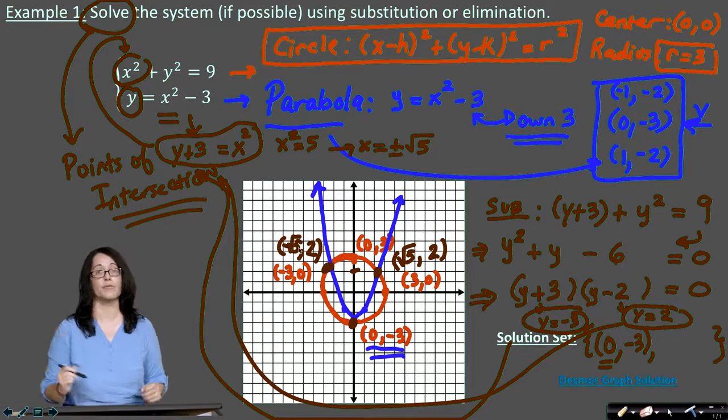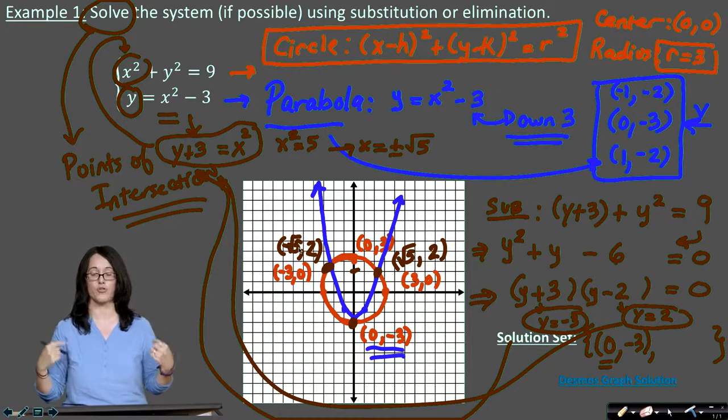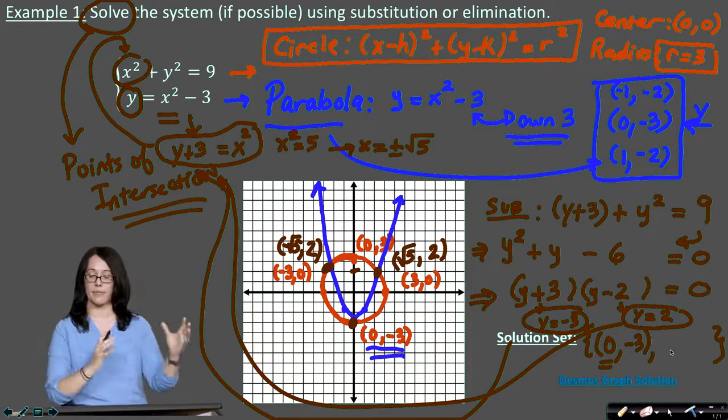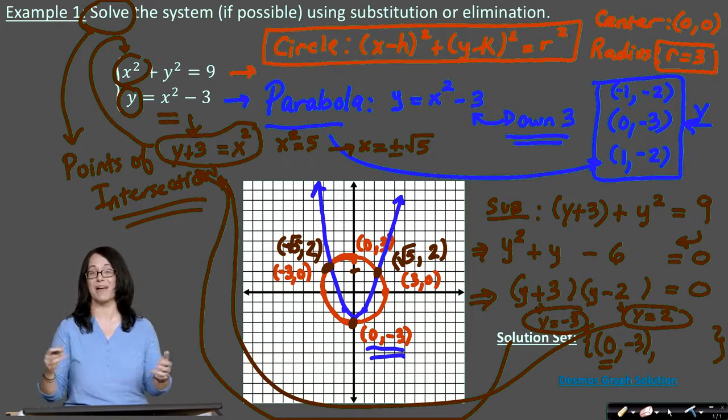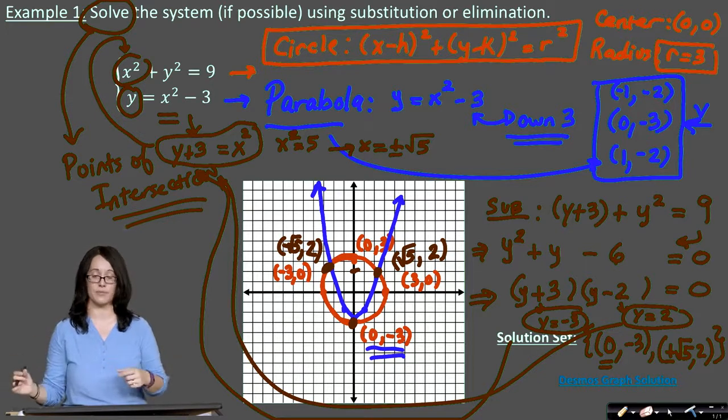Both of those x values, those inputs, should create outputs of 2. So for these 2 points, you could write them separately as negative root 5 comma 2 or positive root 5 comma 2. Or if you're lazy, you could write plus or minus square root 5 comma 2. So both the positive and the negative square root of 5 as inputs create the output of 2.